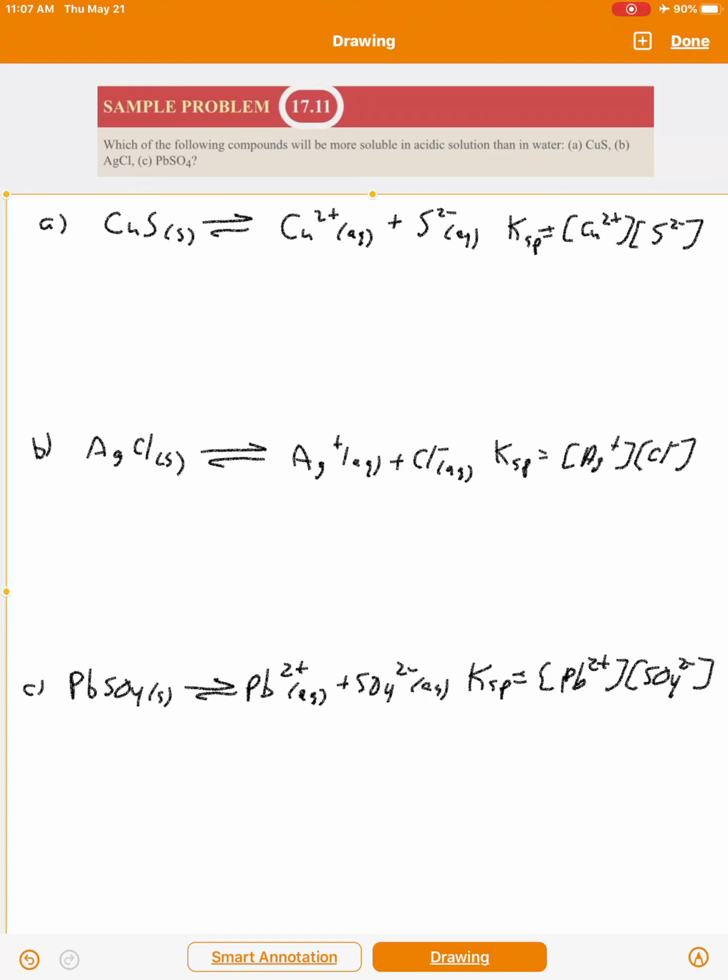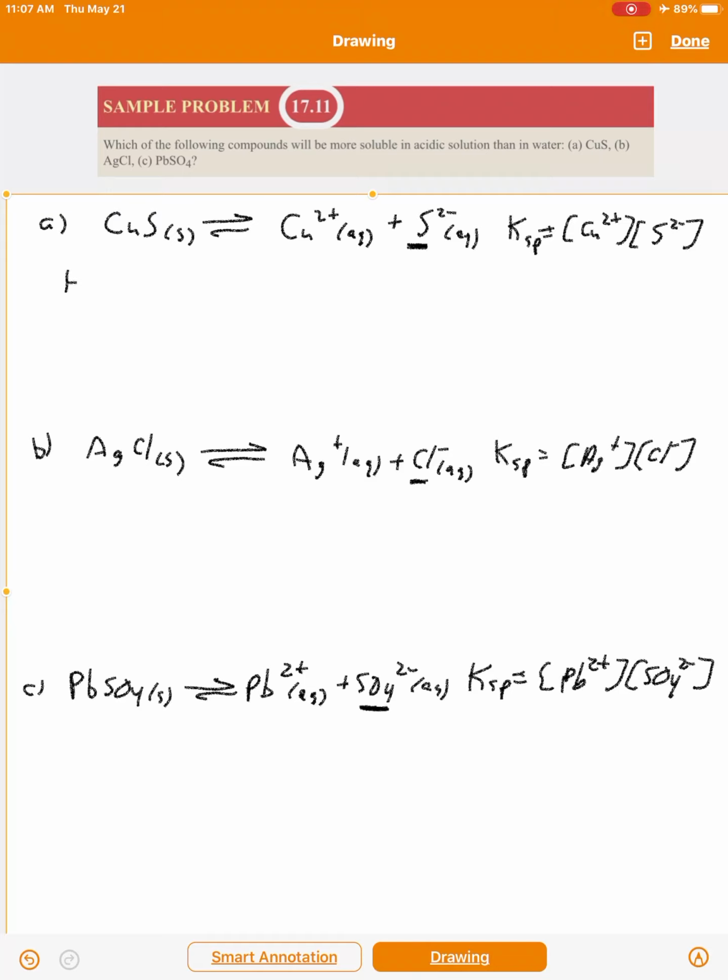Now, the issue here is we're going to make it more acidic. So the question is, will the negatively charged ions, the anions, which are conjugate bases of some acid, react when we make the solution acidic? So I'm going to show it this way.